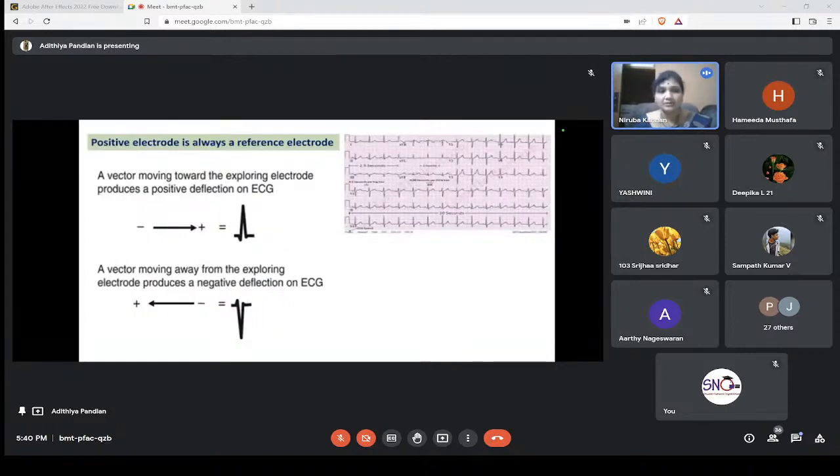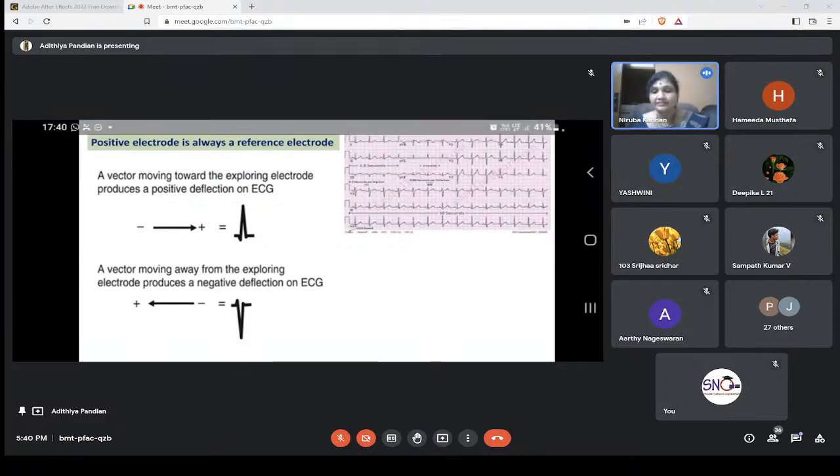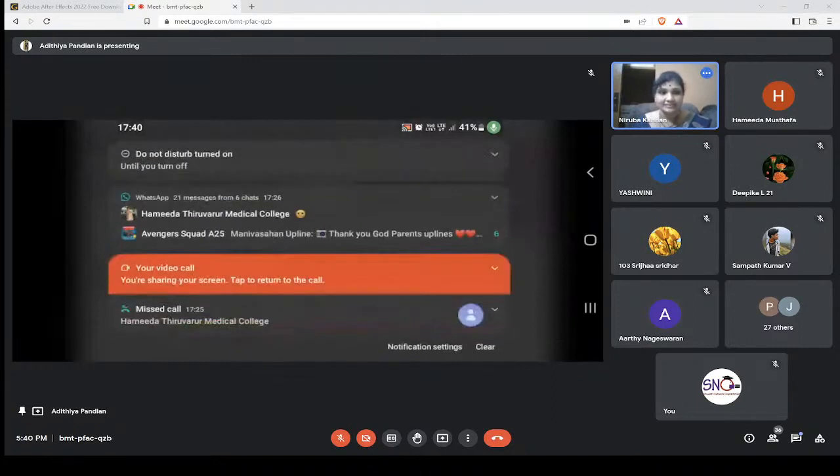When do you get a positive? When the vector is moving towards the exploring electrode. That is, towards the positive electrode, we get the ECG recording as positive. And if it is away from that exploring electrode, we get it as negative. Now, we have three augmented leads: AVR, AVL, and AVF. Which lead will be negative? The next slide, please.